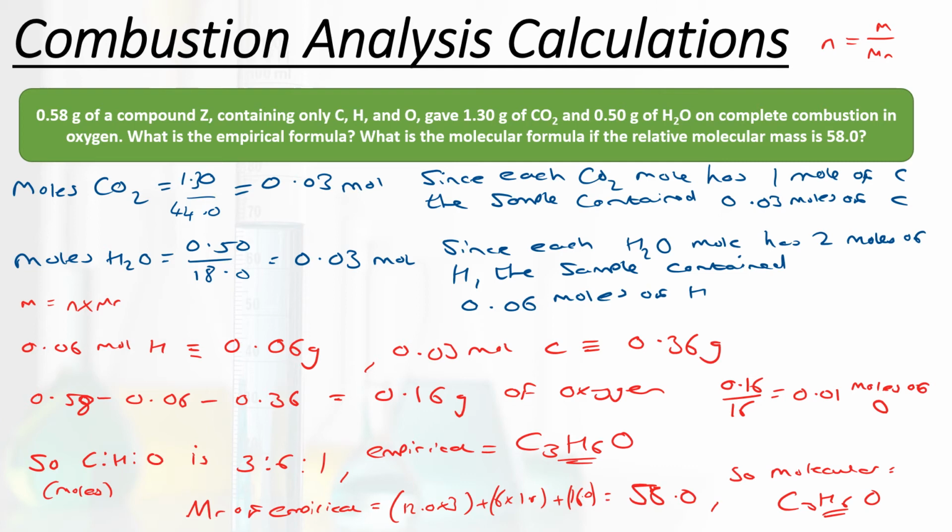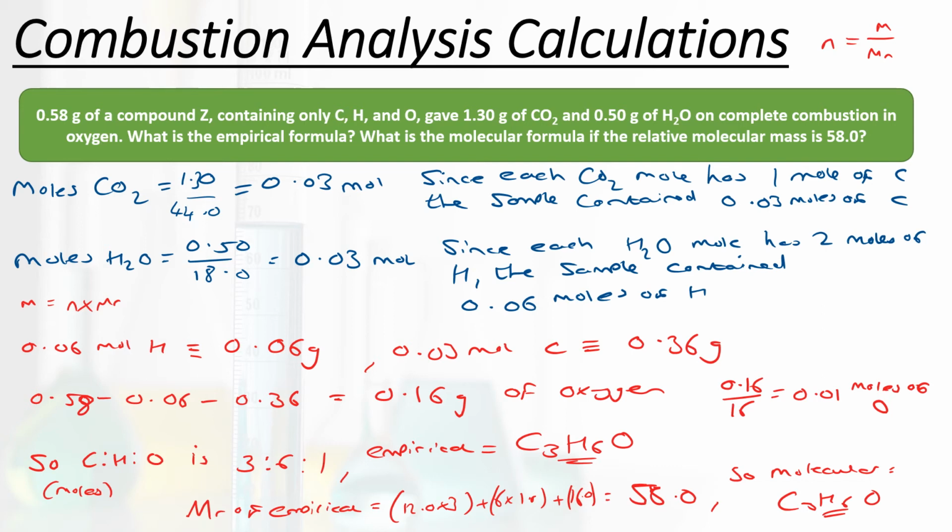We've just had to go a slightly longer, more convoluted way to find out what the mass of carbon, hydrogen and oxygen was. So now we have this, it's actually a very easy ratio to work with straight away. 0.03 moles of carbon, 0.06 moles of hydrogen and 0.01 moles of oxygen. Hopefully you can see straight away that that just simply turns into a 3 to 6 to 1 ratio. And so the empirical formula is C3H6O.